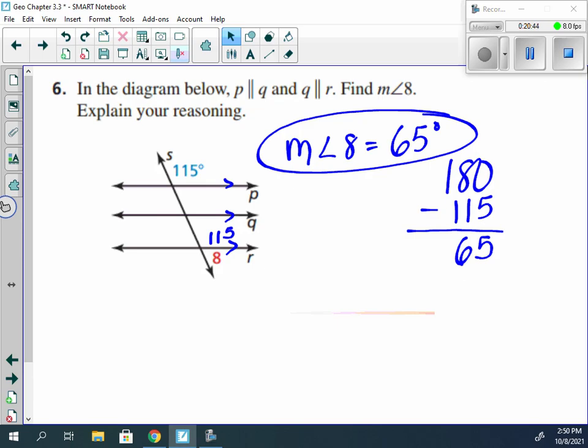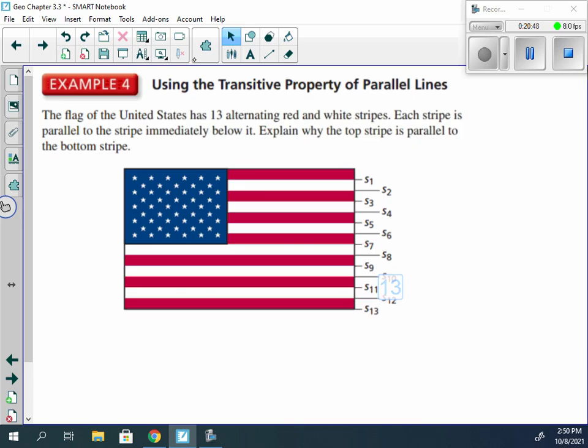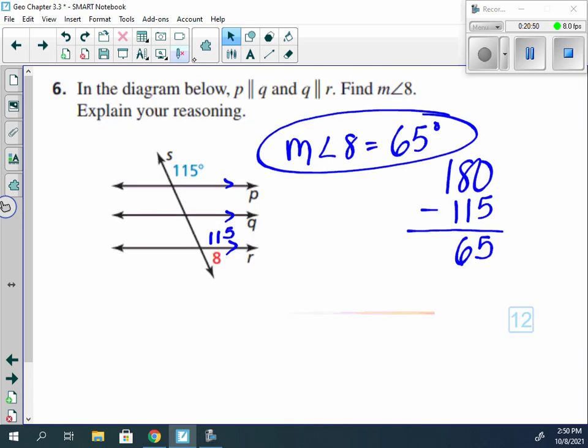Questions on this here? That little arrow. Like, what is that? Yeah, parallel. So we're showing that the lines are parallel to each other.